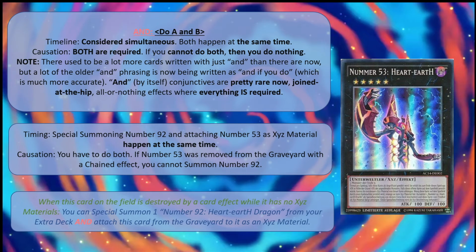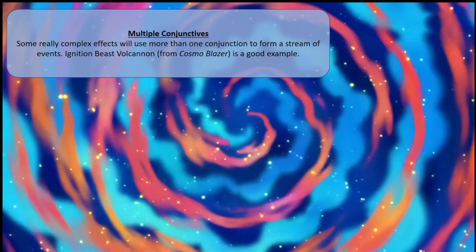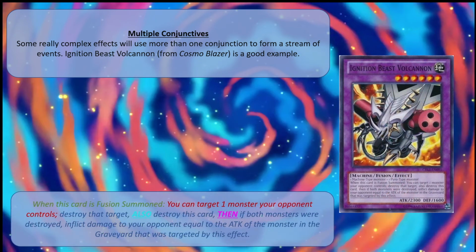The part we'll be looking at is if there's multiple keywords in one card. Nowadays, the new meta cards do have that. They have multiple sentences in one card that use like 2 or 3 of these keywords, so it gets really confusing. So we'll be looking at an easy card that says, when this card is fusion summoned, you can target one monster your opponent controls, destroy that target, also destroy this card. Then if both monsters were destroyed, inflict damage to your opponent equal to the attack of the monster in the graveyard that was targeted by this effect. So what the hell does any of this mean with "also" and "then"?